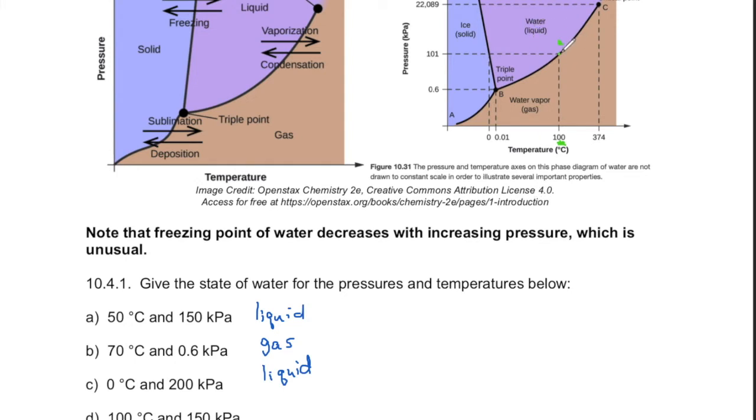So remember when we talked about the Clausius-Clapeyron equation, at 101 kilopascals, which is 1 atmosphere, water would boil at 100 degrees Celsius. At lower pressures, water boils at lower temperatures, and at higher pressures, like 200, it would boil at higher temperatures. So at 100 degrees Celsius and 200 kilopascals, water would be a liquid still, or at 150 kilopascals. Anything higher than 101 kilopascals at 100 degrees Celsius, the water would be a liquid.